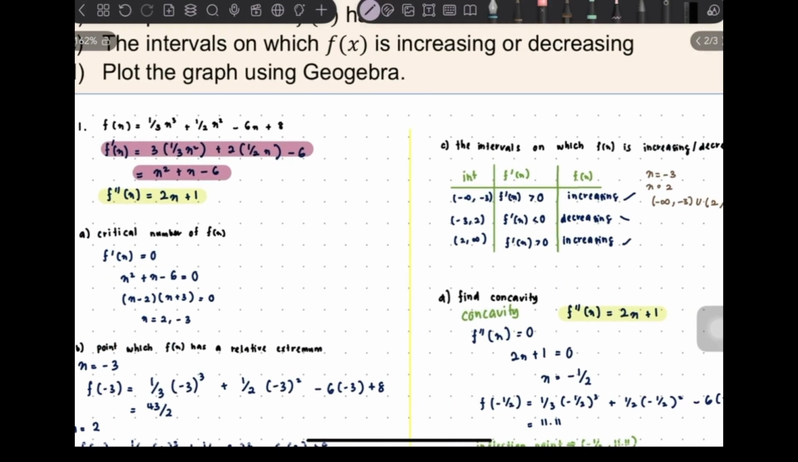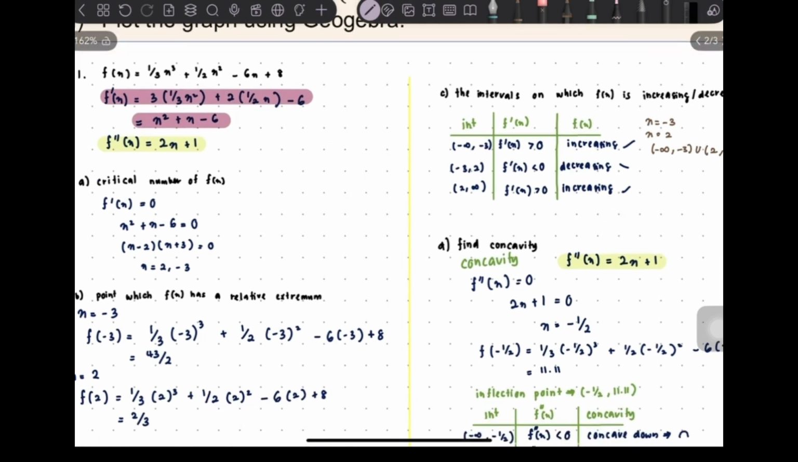First, I found the two derivatives needed for this analysis. The first derivative, I got x squared + x - 6, and the second derivative, I get 2x + 1. So how to find the critical numbers of f(x)? I set the first derivative equal to 0, so x squared + x - 6 is equal to 0. And I found the critical numbers are x = 2 and x = -3.